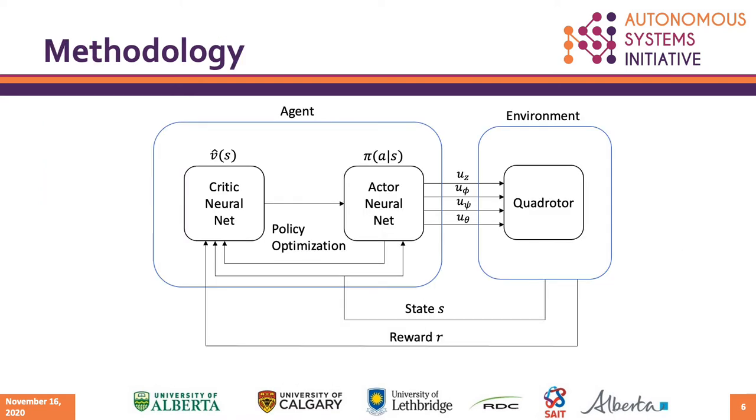Here, the diagram shows the deep reinforcement learning method we use for quadrotor control. The agent represents the algorithm to control the quadrotor, and the environment is the quadrotor system and the reward defined. During the training process, the environment will send the state and the reward of the environment to the agent. The agent will update the parameters of the critic neural net and the actor neural net accordingly. During the test, the parameters of both neural nets won't be updated. Then the actor neural net runs as a feedback controller for the quadrotor system.